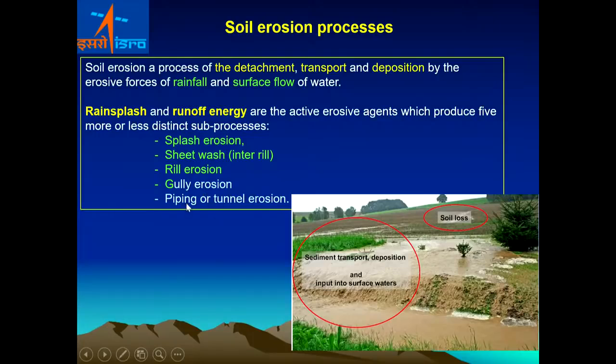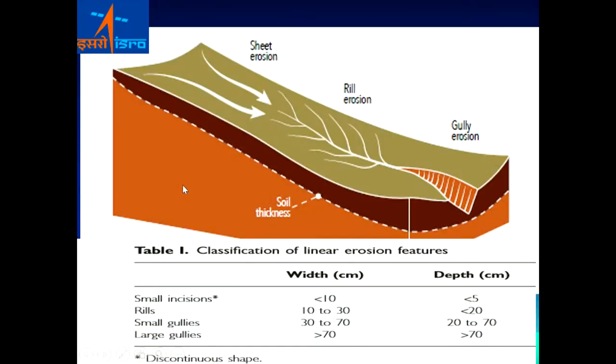Also one more form is tunnel erosion or piping erosion, which is not very common. It occurs in some problematic soils where in the subsurface there is a gypsum layer or some holes are created by animals. Because of that, tunnel erosion takes place. So primarily you can say splash, sheet, rill and gully erosion are there.